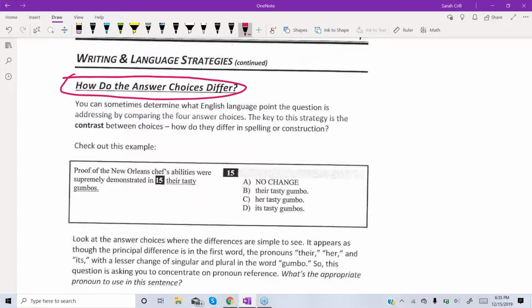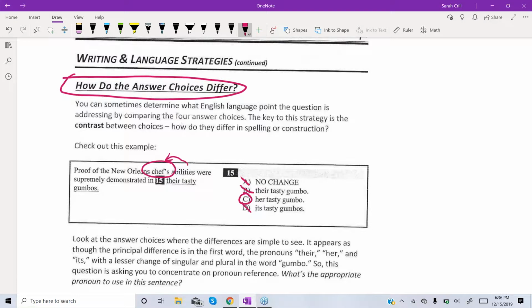So in this case, their, her, and its are all different answer choices. So is it going to be their, her, or its? Well, let's look at who we're talking about. We're talking about the chef's abilities, right? This is telling us that the abilities belong to the chef, but it's just one singular chef. So it definitely won't be A or B. And would you normally talk about a person as an its? No, so it can't be D either. So by that process of elimination, you will get C.